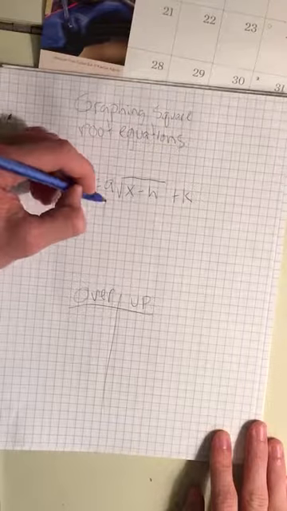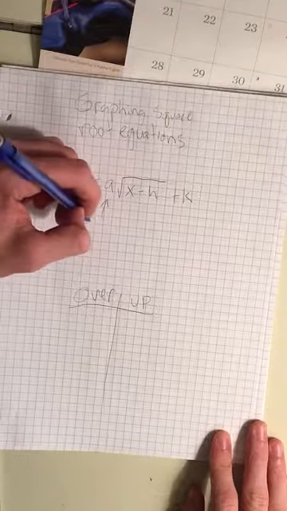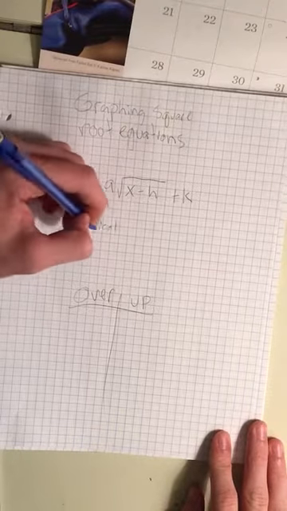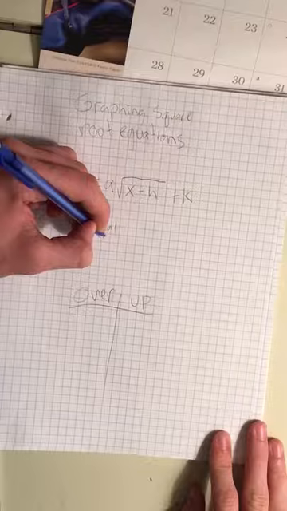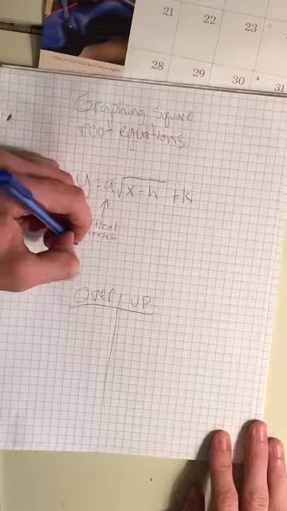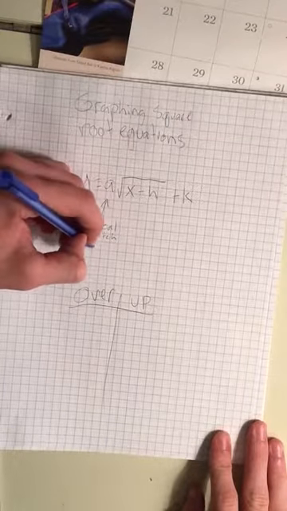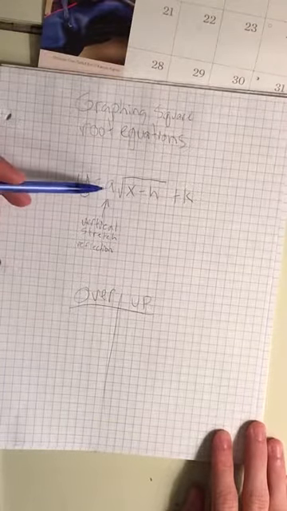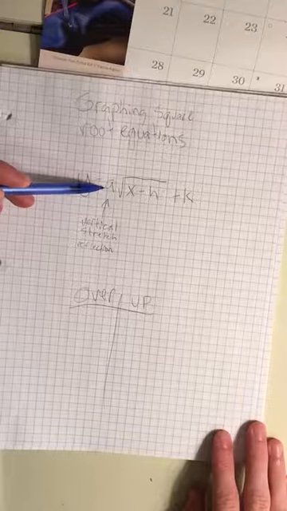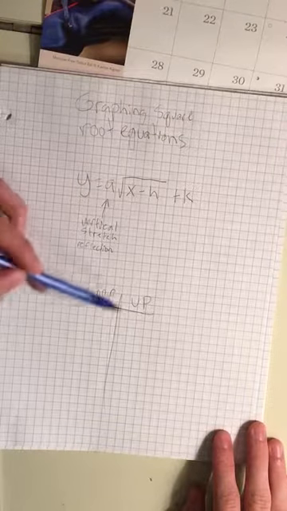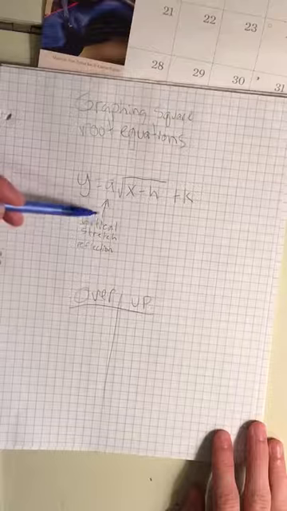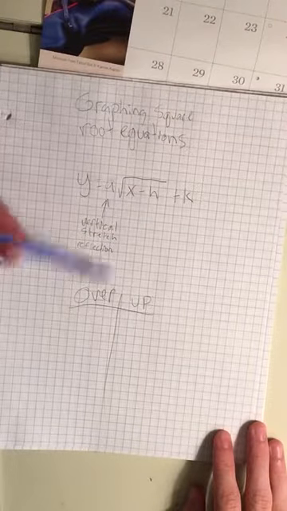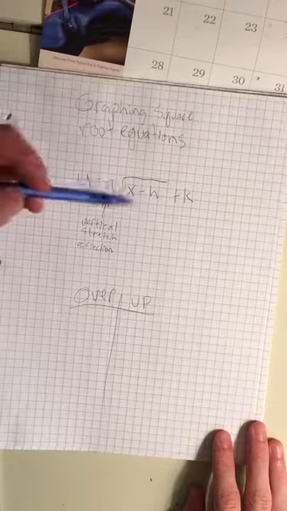So this a value right here is going to be for vertical stretch and reflection. So if the a value, say, is a 2, then you'll multiply that into your over and up table, and that'll give you your slope. For reflection, if it's negative, it'll reflect the graph over the x-axis.